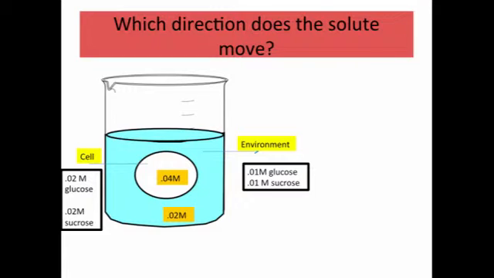Well, you can see this is 0.04, so that means the materials in the egg are going to move out into the environment. So it's going to move from a high concentration to a low concentration and disperse its way out.